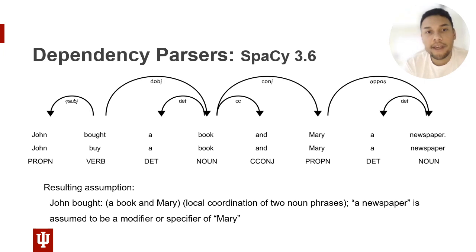So here we give an output example of spaCy, version 3.6, with the sentence, John bought a book and Mary a newspaper. So here we note that the error in parsing is that Mary is a conjunction of book, meaning that the meaning expressed here is that John bought a book and Mary. And we see that a newspaper is assumed to be a modifier of Mary instead of the object of the elided verb whose subject is Mary.